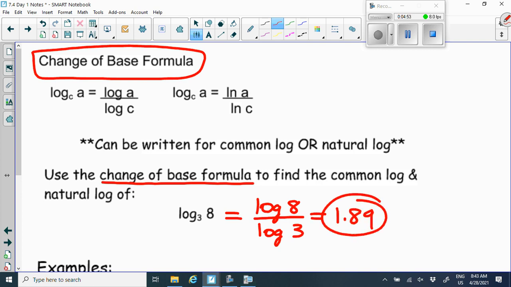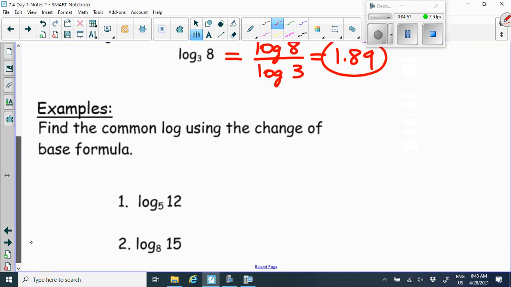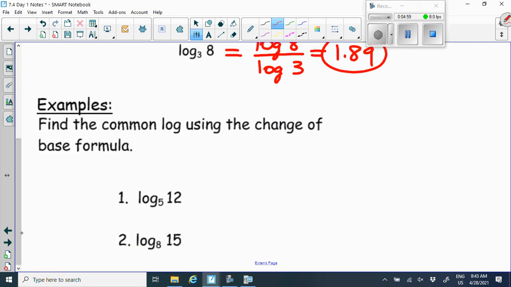Okay, I would like you guys to go ahead and use the change of base formula to try these next two problems. So go ahead and pause the video to do these two problems here.